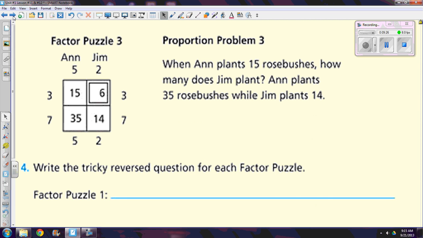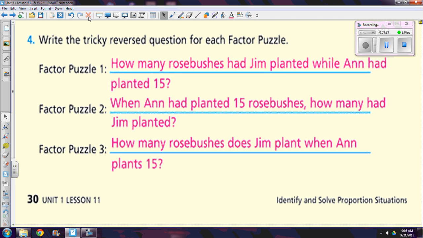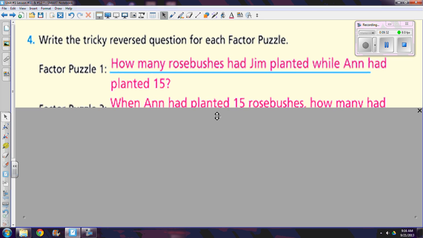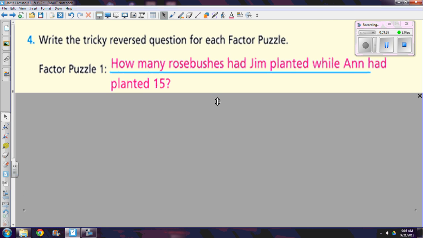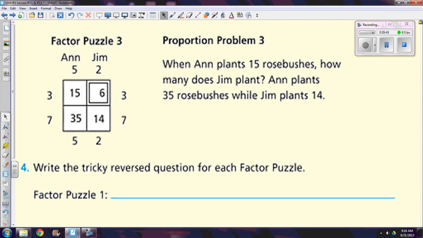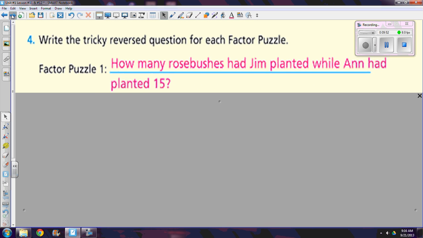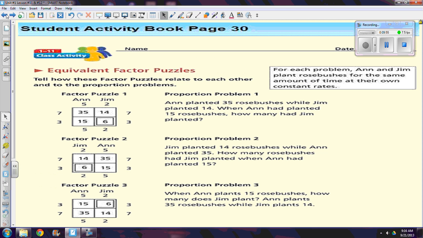So let's go to number 4, and I'm just going to put the shade on there, just so we focus on factor puzzle 1. Write the tricky reverse question for each factor puzzle. Factor puzzle 1: How many rose bushes had Jim planted while Ann had planted 15? That's what they want you to write. So let's look at factor puzzle 2. Sorry, hang on, let's go back. All right, so Jim planted 14 rose bushes while Ann planted 35. How many rose bushes had Jim planted when Ann had planted 15? Again, it's the same information, just reversing it.